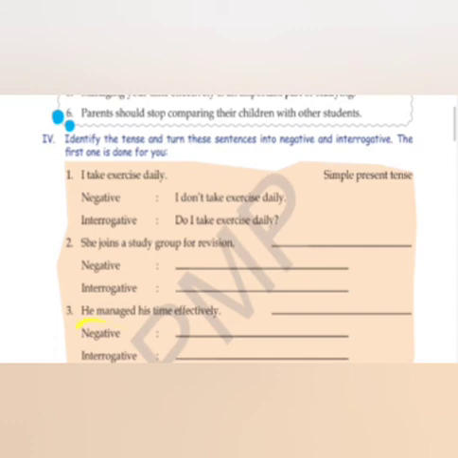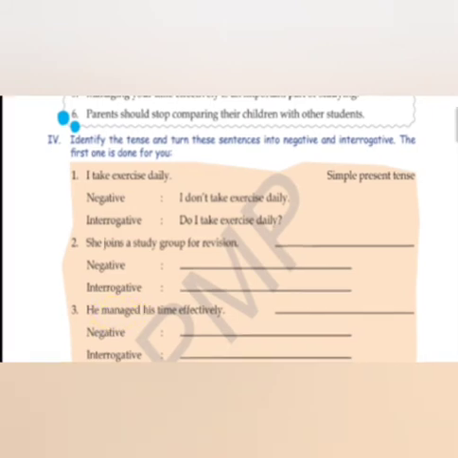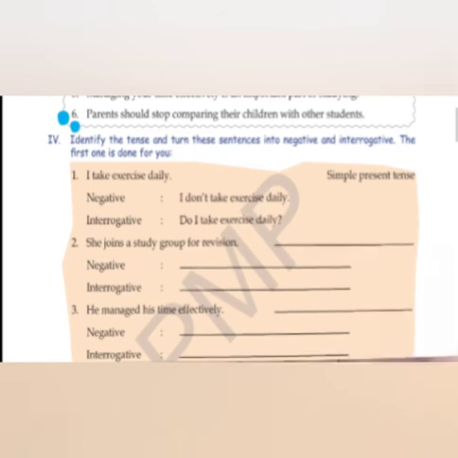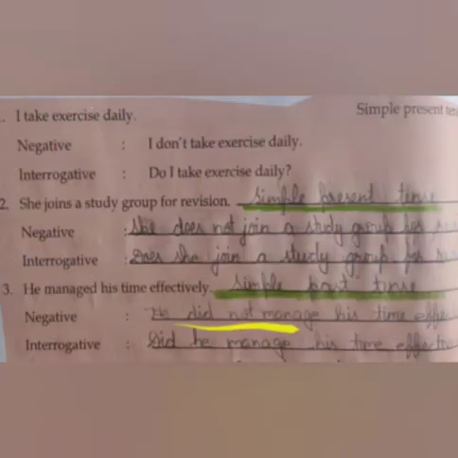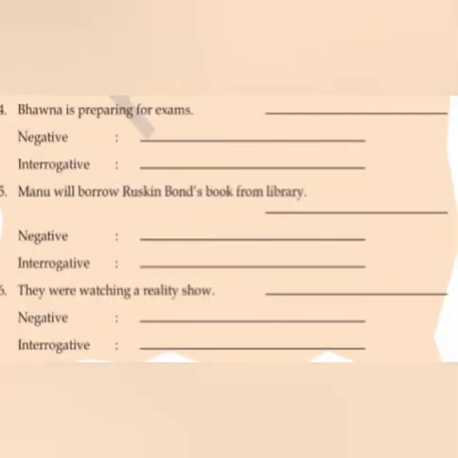So its negative will be like this: he did not. Now what is the first form of managed? It is manage. Its negative is he did not manage his time effectively. And its interrogative: did he manage his time effectively? As you can see, he did not manage his time effectively, and did he manage his time effectively? Now next is its fourth part, and that is Bhavna is preparing for exams.